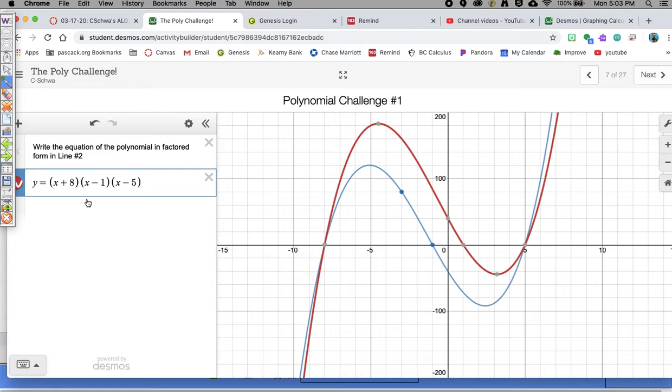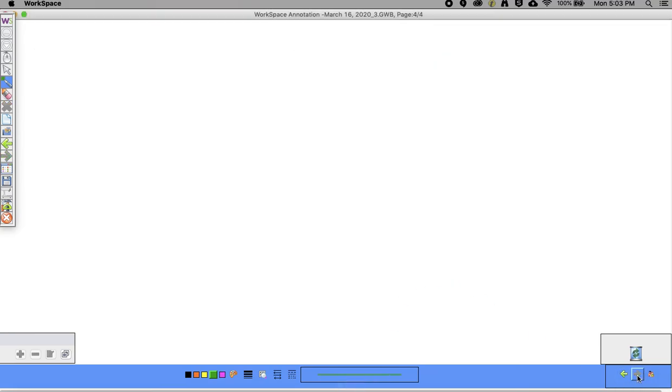Right now, the problem is that it's not exactly matching the graph over there. So I'm going to grab the point -3 comma 80, okay? Let me write this down. We have x plus 8, x minus 1, x minus 5, and we're going to use -3 comma 80 to find out what a is equal to. So we're going to go over to the workspace.